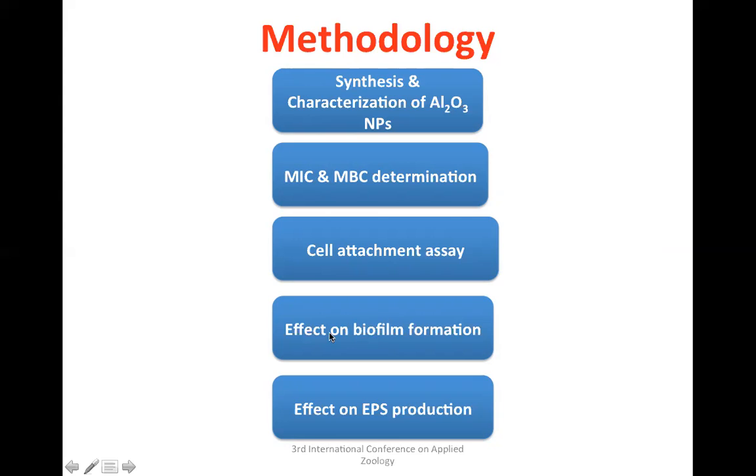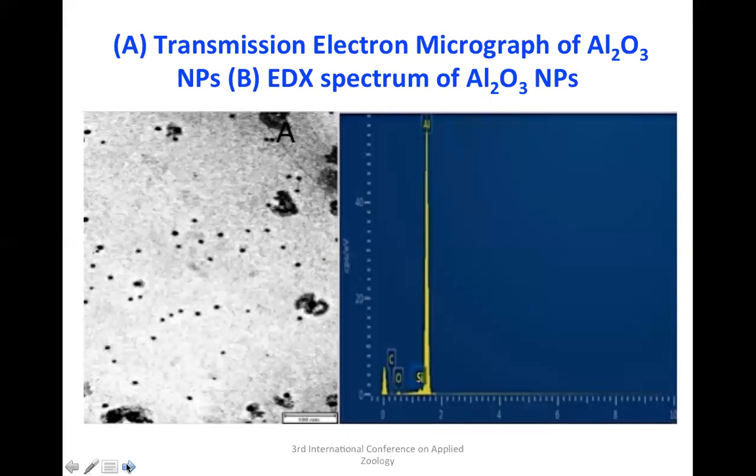Later on, the effect of nanoparticles on biofilm formation, as well as on inhibition of biofilm biomass of pre-established biofilms, was also tested. At the end we found out whether aluminium oxide nanoparticles can affect EPS production by measuring the wet and dry weight of extracted EPS, and the carbohydrate and protein content of EPS was also quantified. This is our result.